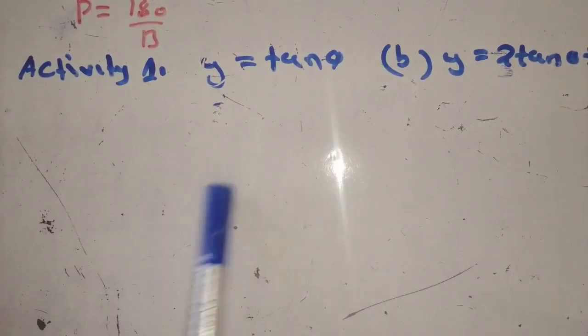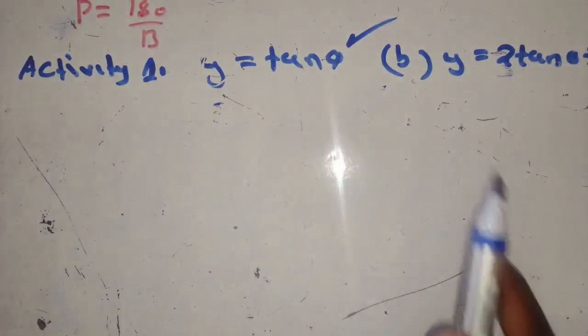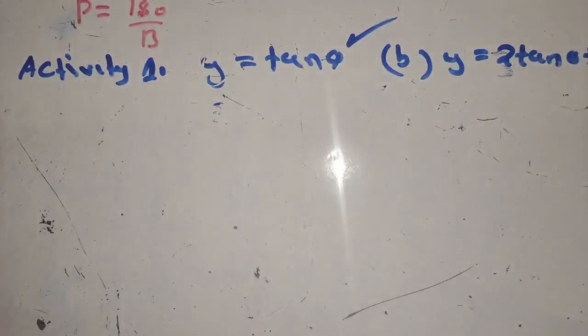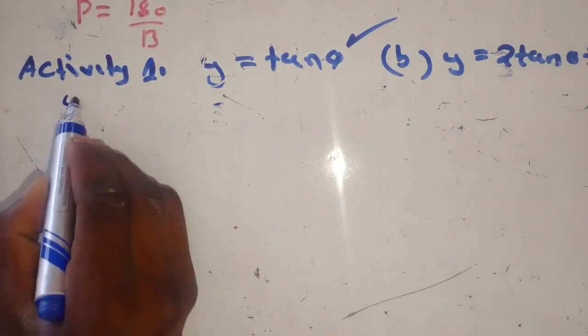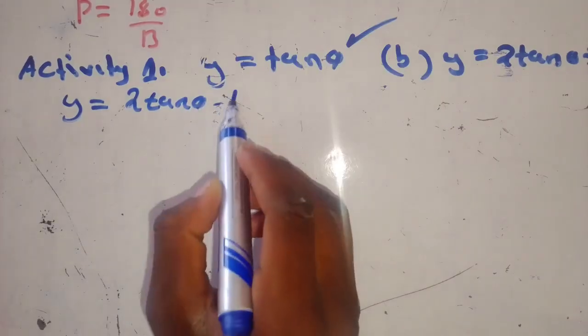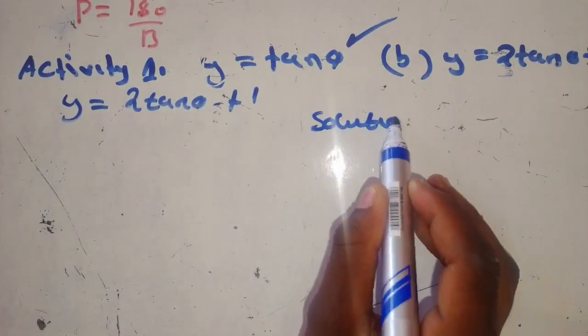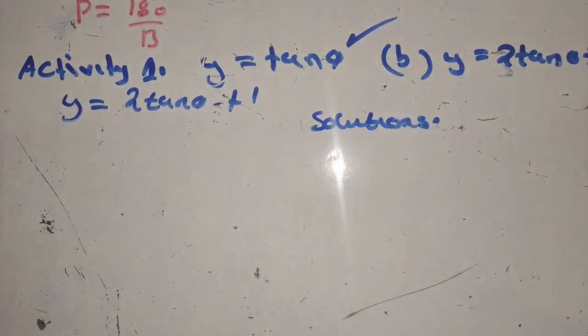So we have another question, which is y is equal to 2 tan theta plus 1. So our solution begins from here. Solution. Okay. So as usual, you find your amplitude, frequency, phase shift, etc.